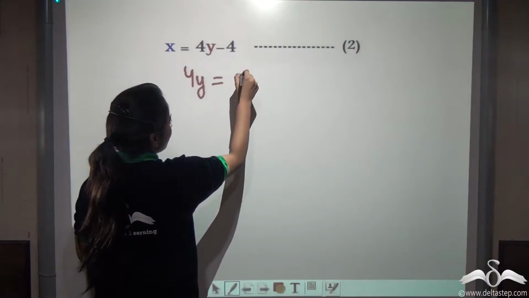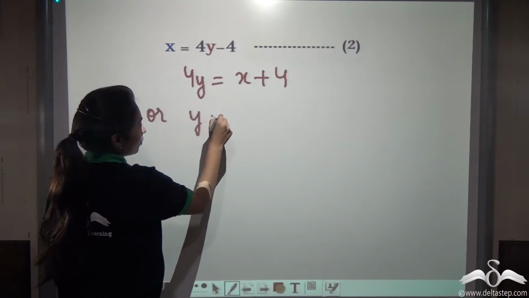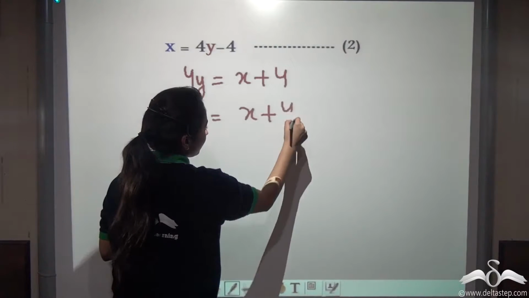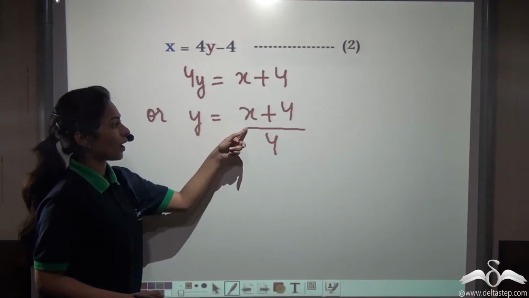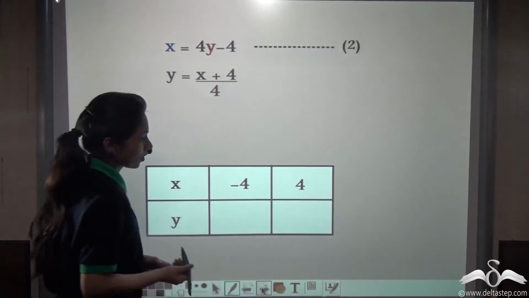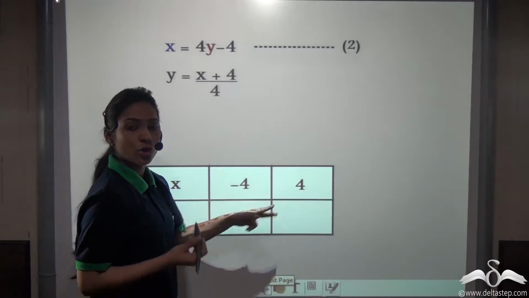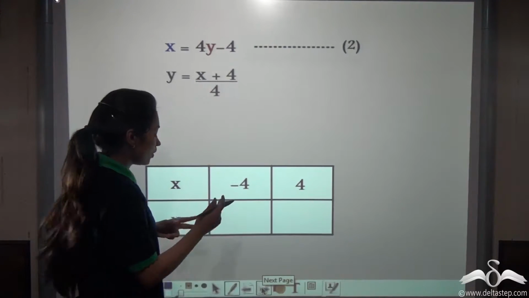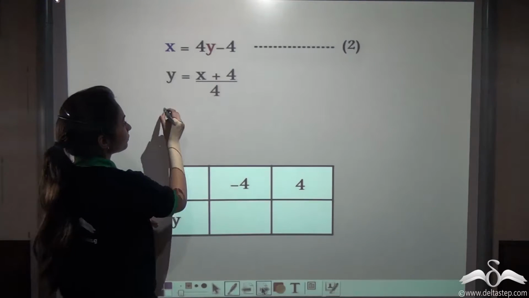4y is equal to x plus 4, or y is equal to x plus 4 by 4. So we have made y as the subject. Now we will put values for x and find out the subsequent values for y. Here we have taken again random values for x, that is minus 4 and 4. You can check out with any other values. Only see that the y value you get should be a whole number.